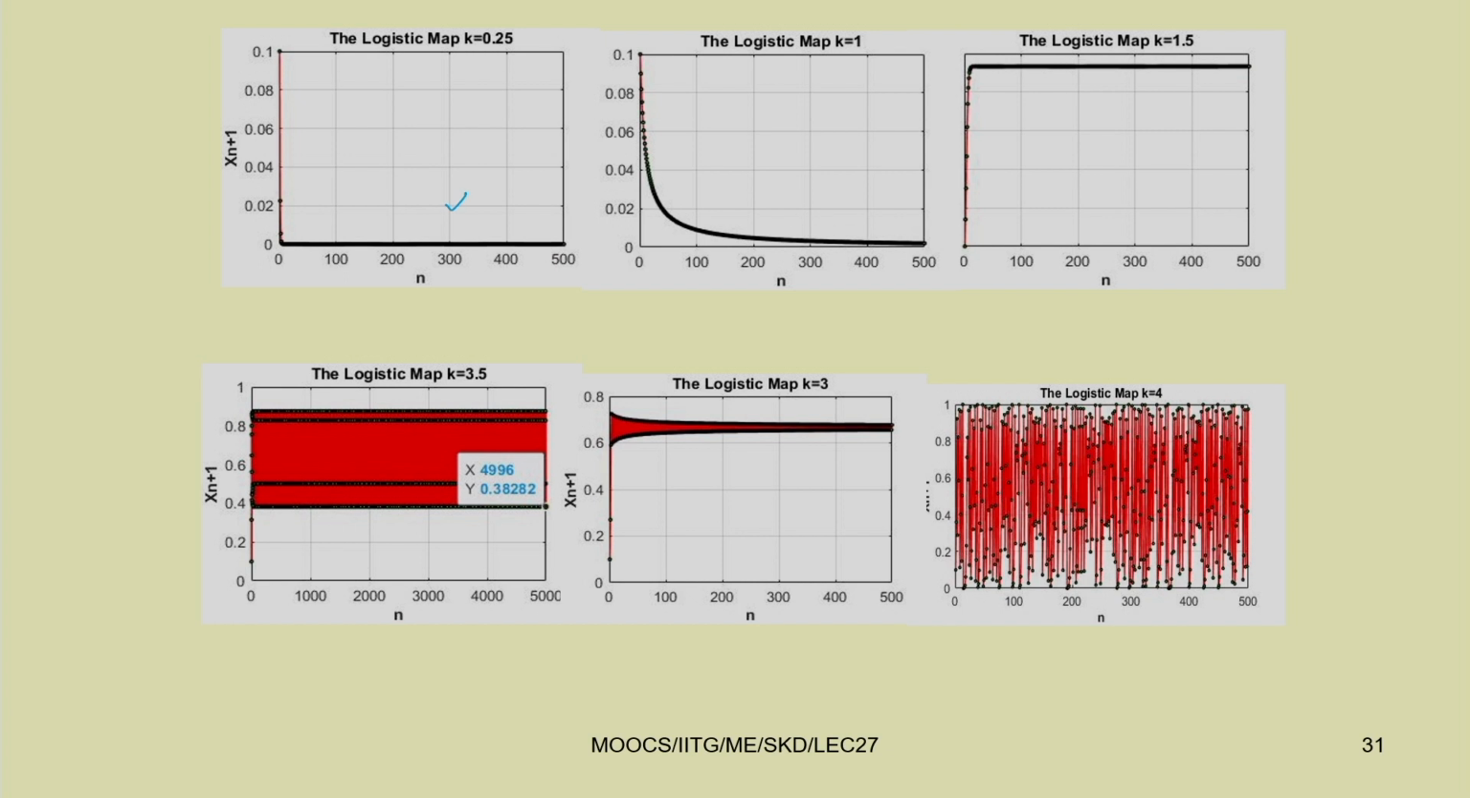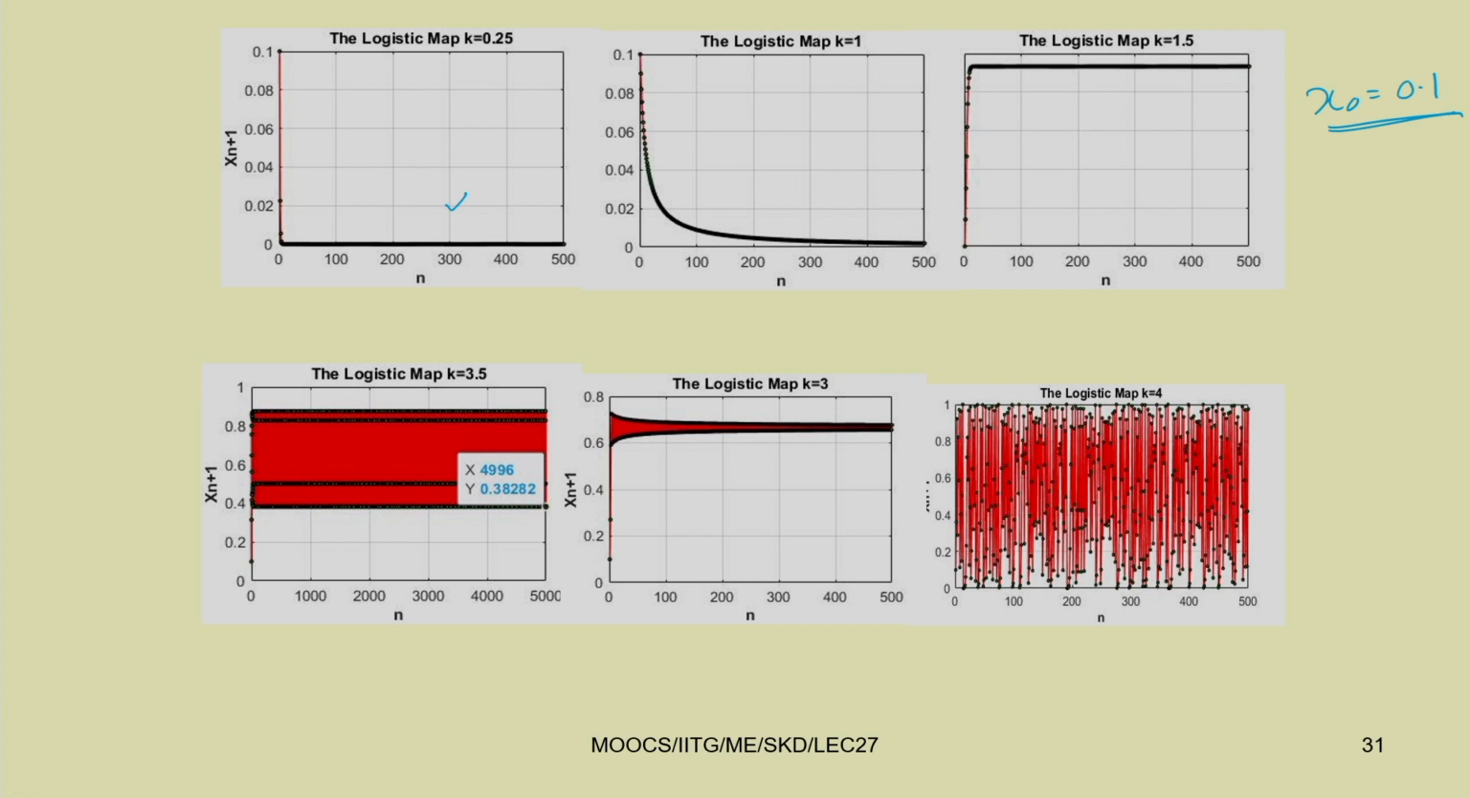So, we got this value and k. We are taking the initial x0 equal to 0.1, starting with x0 equal to 0.1. It depends on the initial conditions that you are taking.